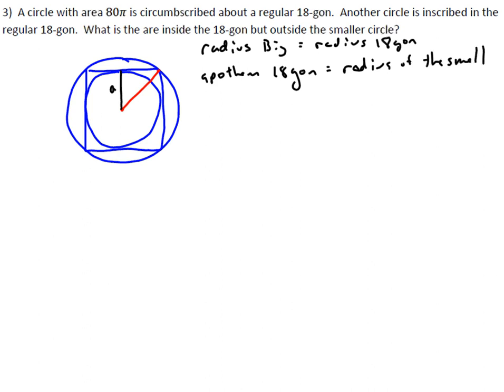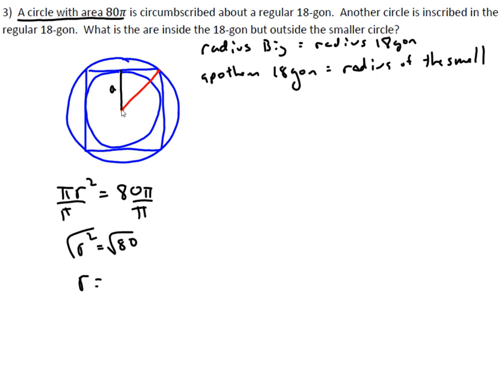When we start this problem out, it tells us that this big circle has an area of 80 pi. Using pi r squared for the area of a circle, we can divide through by pi and get r squared equals 80. Taking the square root of both sides, r equals square root of 80, which is the same as 4 root 5. So the radius of the big circle is 4 root 5, which means the radius of the 18-gon, which we're just going to draw a section of, is also 4 root 5. And so the radius here is 4 root 5.